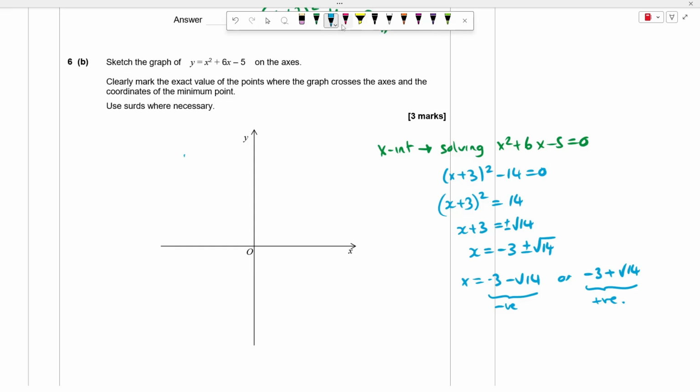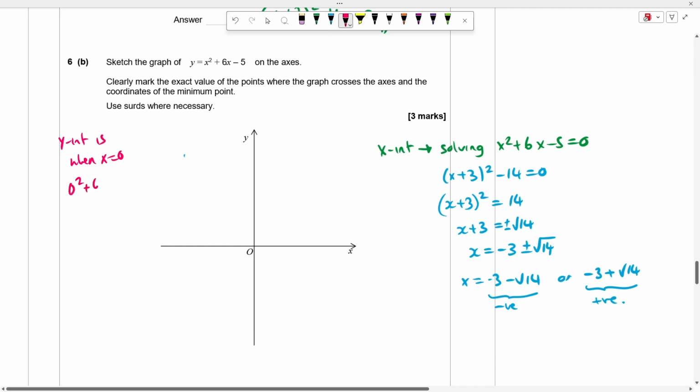Now that's the y ordinates. The y-intercept is when x equals 0. So making x equals 0, I end up with 0 squared plus 6 lots of 0 minus 5, which equals -5. Then, using completing the square, which I've already done in part A, I ended up with this. So this means that I've got a minimum point at -3, minus 14.